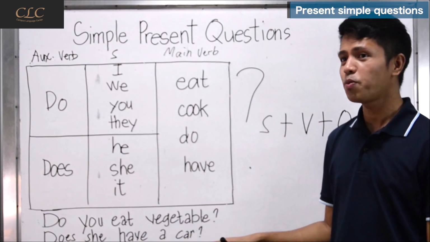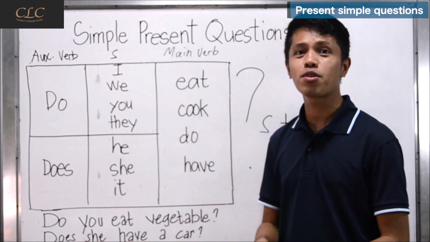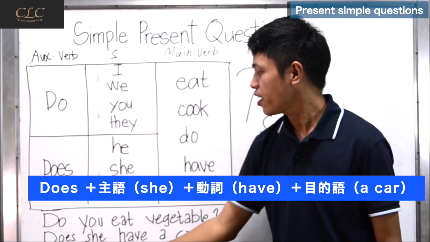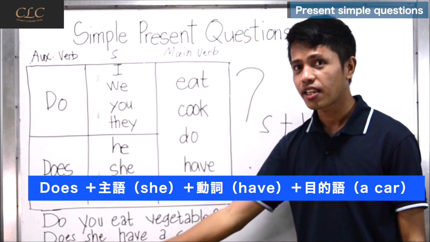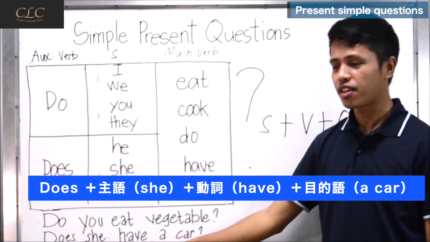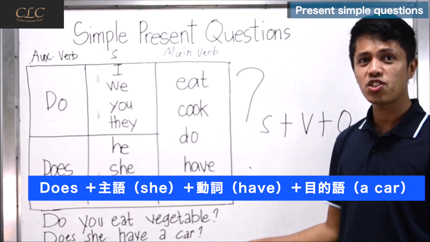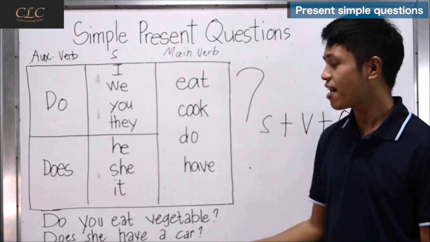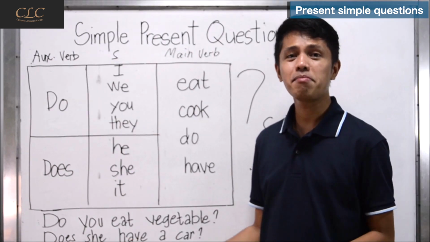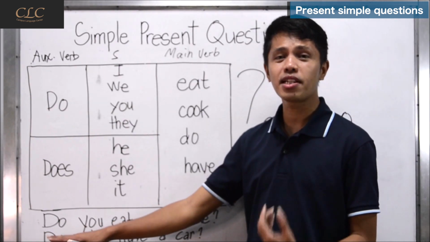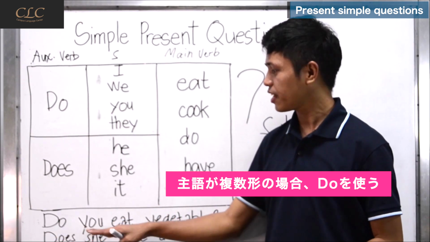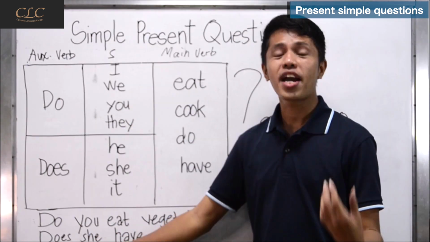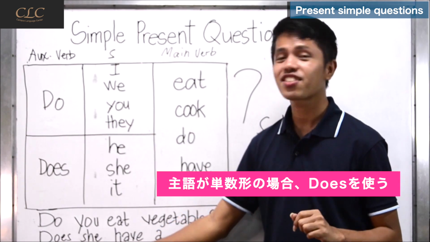So the second example we have here is the auxiliary verb does. So for the auxiliary verb does, we have the subject she and the main verb which is have, and other information which is a car. So the complete question is, does she have a car? So we have to bear in mind that we are going to use auxiliary verb do for plural subject like I, you, they, and we. And for does, we have to use singular like she.